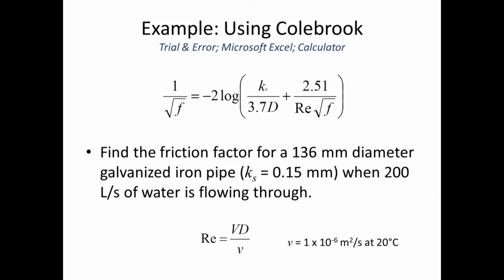So in this example, we've got water flowing through a 136 millimeter diameter pipe made out of galvanized iron. We know the K sub s for that galvanized iron pipe by looking it up in a table. Flow rate of 200 liters per second of water. And the kinematic viscosity for water is provided at 20 degrees Celsius as 1 times 10 to the minus 6. So we're going to solve this using the trial and error approach by hand, calculating the left-hand side and the right-hand side with some guess value of f, and then stopping when the two sides are equal. And we're going to apply that method also using Microsoft Excel.